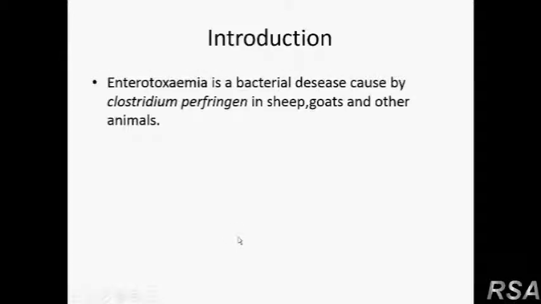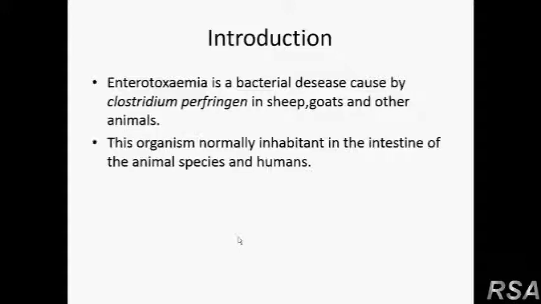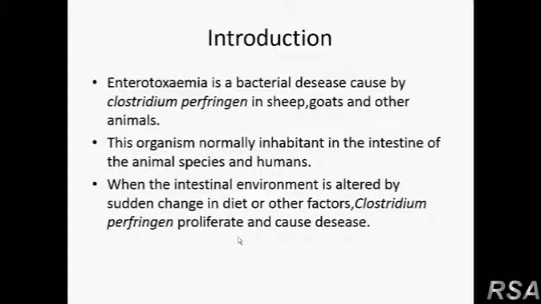Introduction. Enterotoxaemia is a bacterial disease caused by Clostridium perfringens in sheep, goat and other animals. This organism is normally an inhabitant of the intestine of animal species and humans. When the intestinal environment is altered by sudden change in diet or other factors, Clostridium perfringens proliferates and causes disease. It is a common fatal disease in the goat.